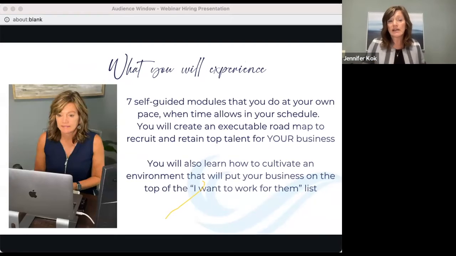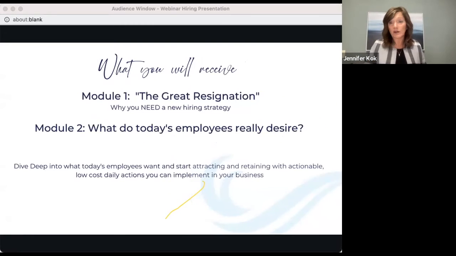You'll also learn how to cultivate an environment that's going to help you put your business on the top of the I want to work for them list. So let me take you through the different modules. Module 1 and 2 is about the building blocks of your personal strategy for your business. We touched on them briefly today, but the reality is you can't build a plan without data, and I believe knowledge is power. So I'm going to dive in deeper into the Great Resignation, where people went, what they want, when they're coming back, all those kind of things.